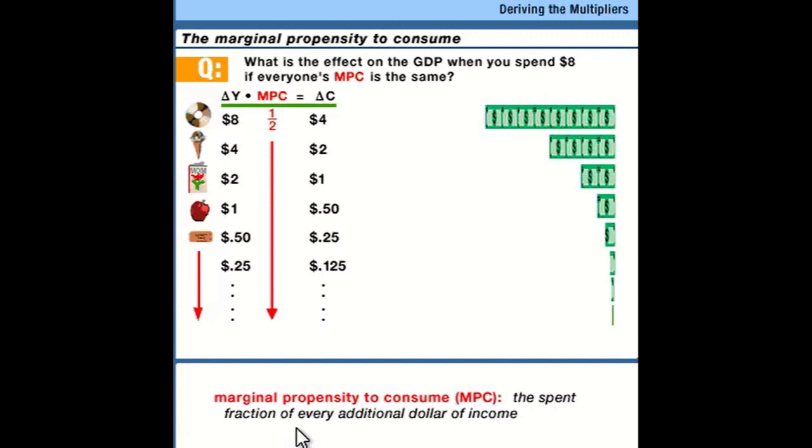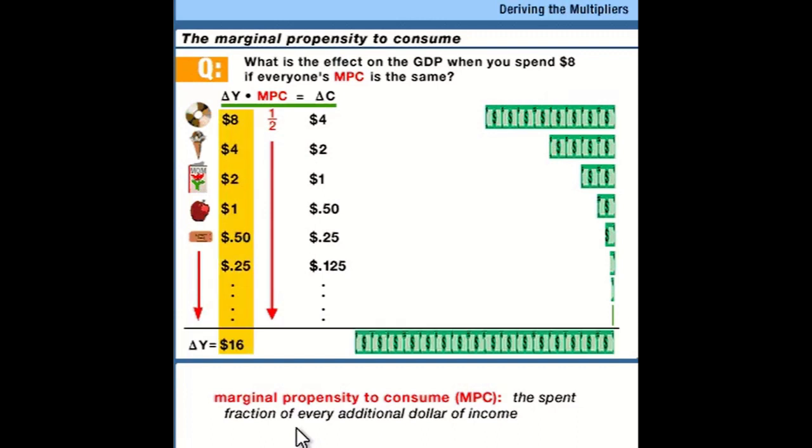But look what I've got here. They all add up to $16. The total change in income that results from your original decision to spend $8 is $16 worth of increase in gross domestic product. Now, how would you have known that?